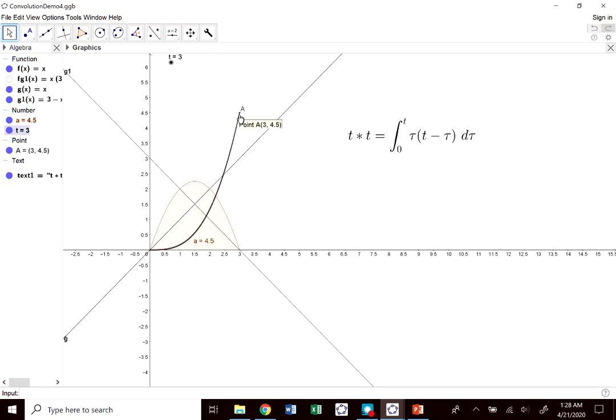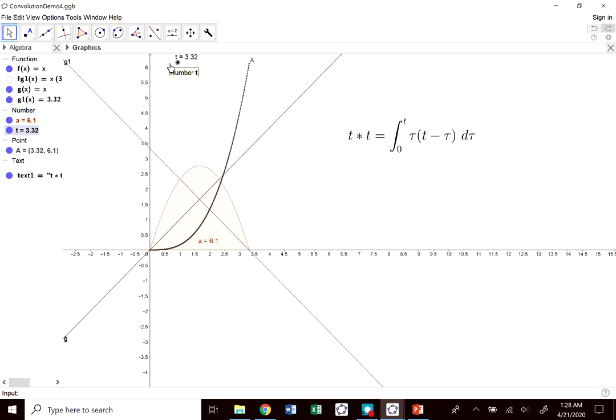And this value that you see at this point, which turns out to be 4.5, is the convolution at this particular value of t. And I can keep increasing t, and this is what you notice. If we were to fit this curve, let me see if I can go back and demonstrate something. Let me go to a t value of 3.